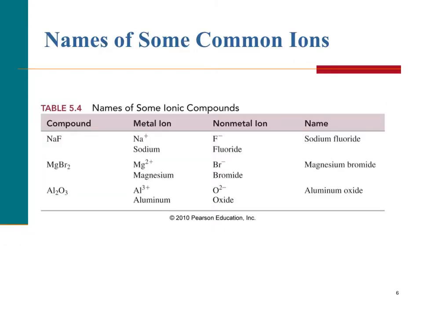This is also another picture that is just showing our ion. So our sodium, group 1, becomes an Na+. We call it sodium, and fluorine, with its negative sign, is a fluoride.